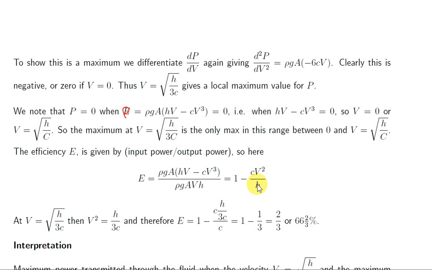So that's the efficiency, and we want that at v equals root h over 3c. So we need to plug this in. When we square it, we get rid of the square root sign. These c's cancel out. This should be an h. So the h's cancel out. We get 1 minus a third, which is 2/3.